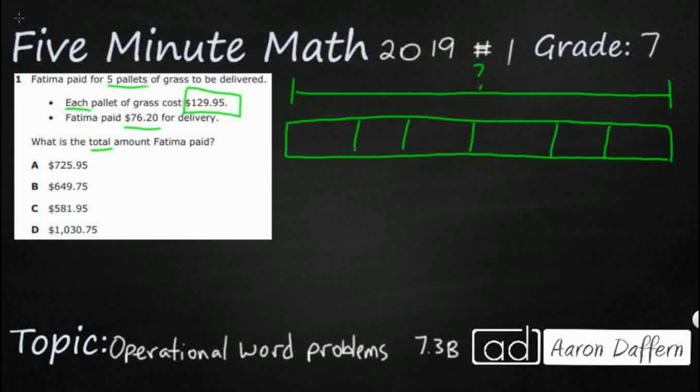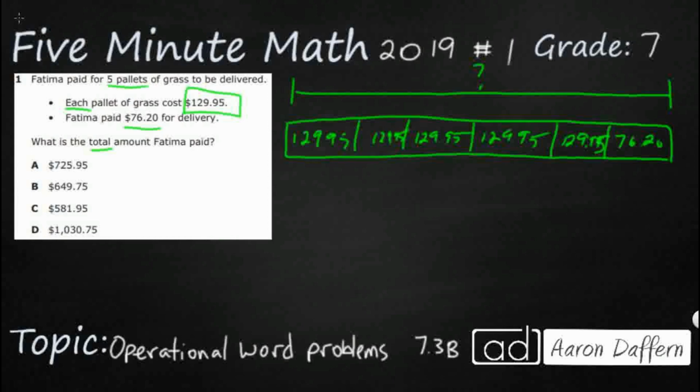So each pallet of grass is going to be $129.95. So I'm going to repeat that 5 times because there are 5 pallets of grass, $129.95. In that last box, that's where I'm going to put my delivery of $76.20. So this is a strip diagram representing what I need to do in order to find this total.